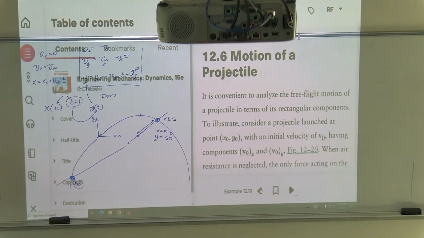More times than not, I like to put the coordinate system's origin where the cannon is, or where the football player is, or where the baseball player is.